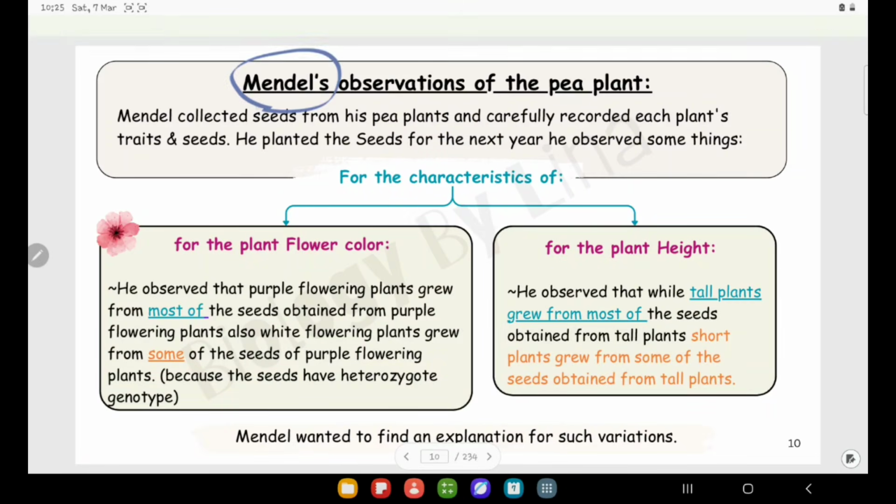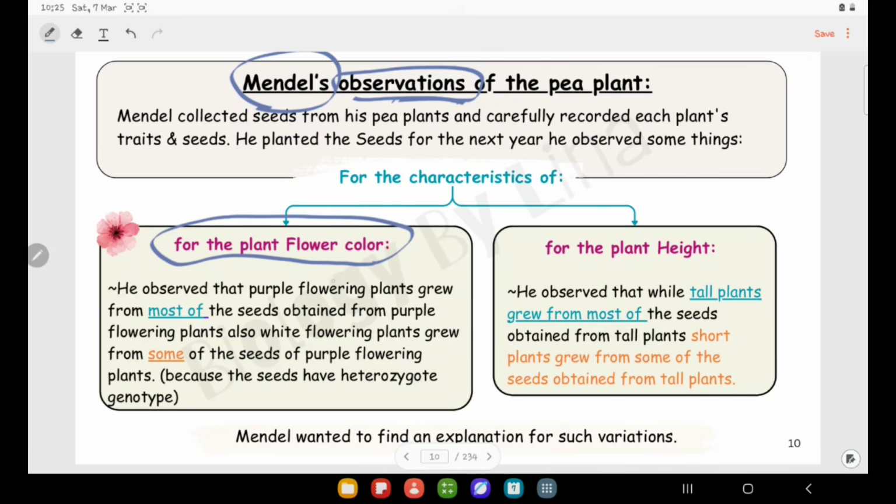Now, for every scientist, you should know the observation of the scientist, the experiment that he did, and the result with conclusion of his study. The observations of Mendel. First, what did he observe? He observed, when he planted the seeds for the flower color, that the purple flower plants grew from most of the seeds obtained from purple. So when he planted seeds of purple flowers, he found that most of the flowers produced are purple, but some of them grew to white flowers.